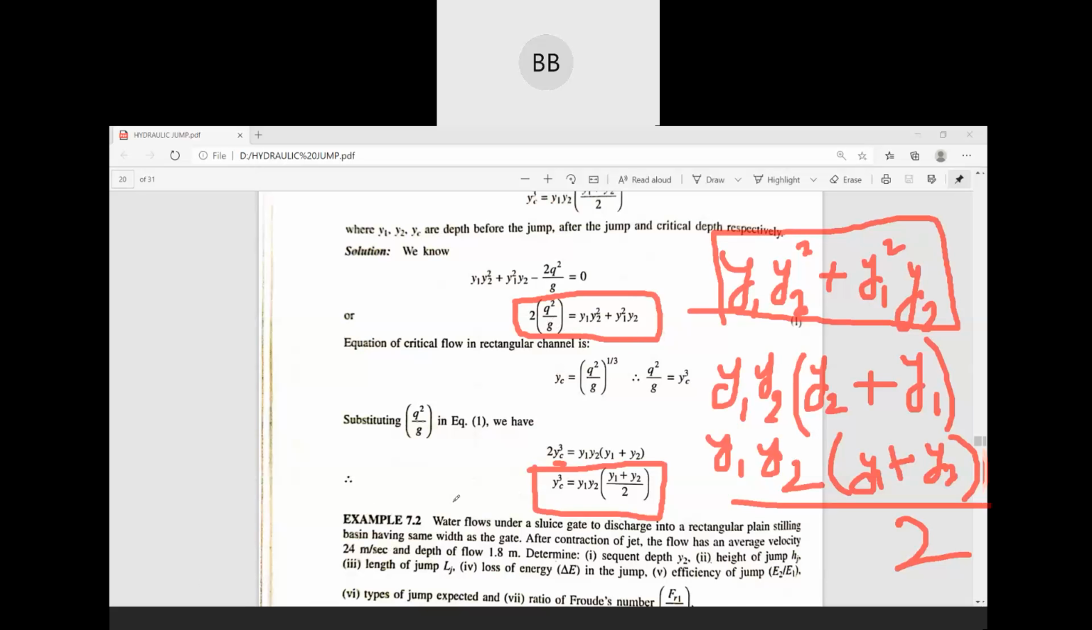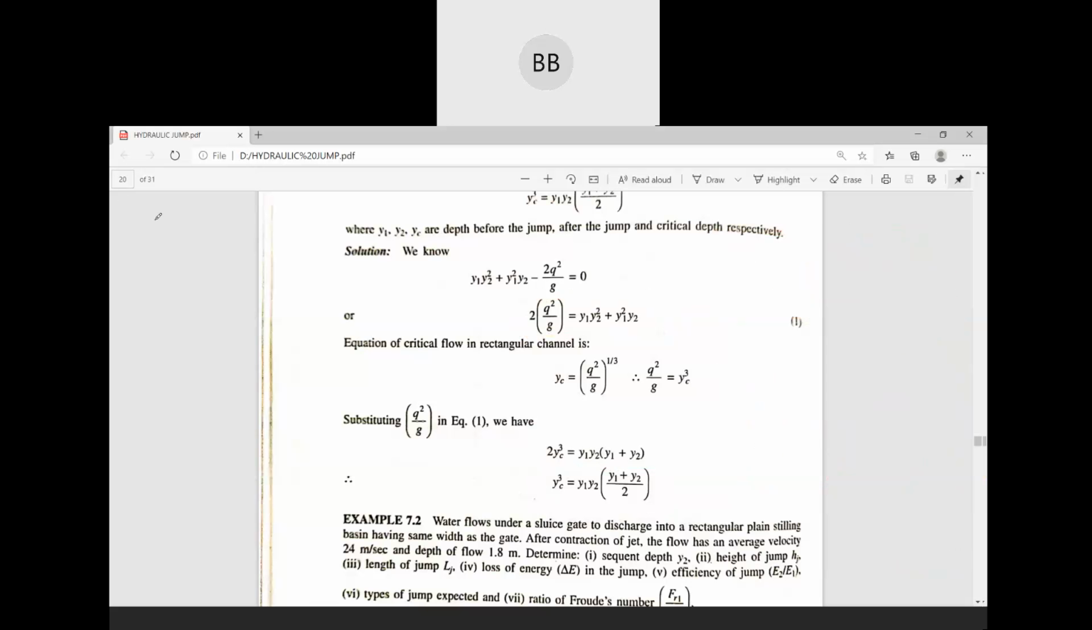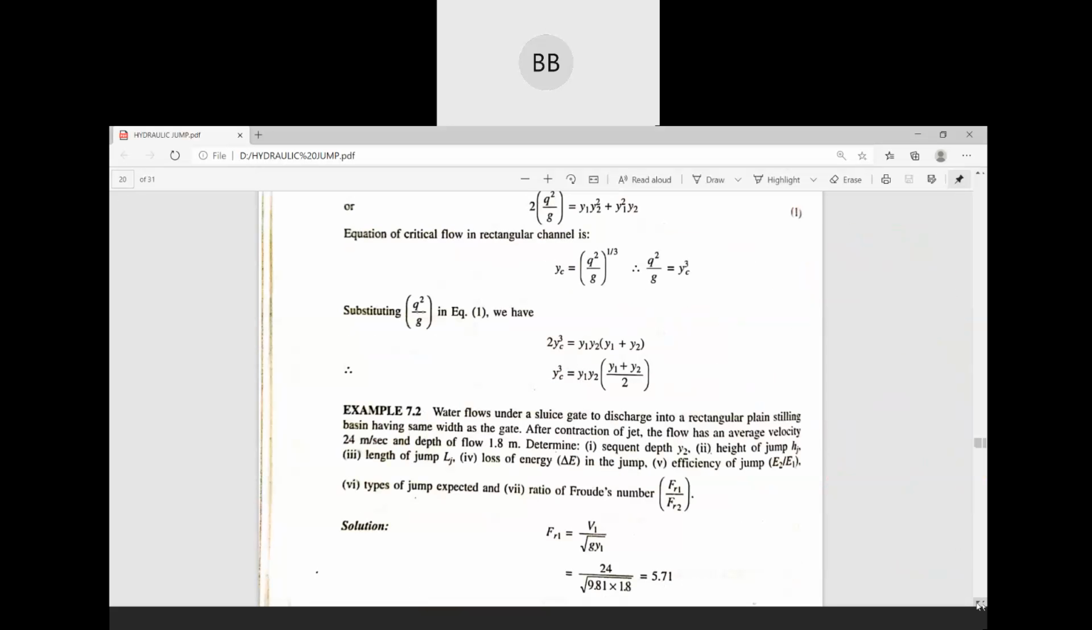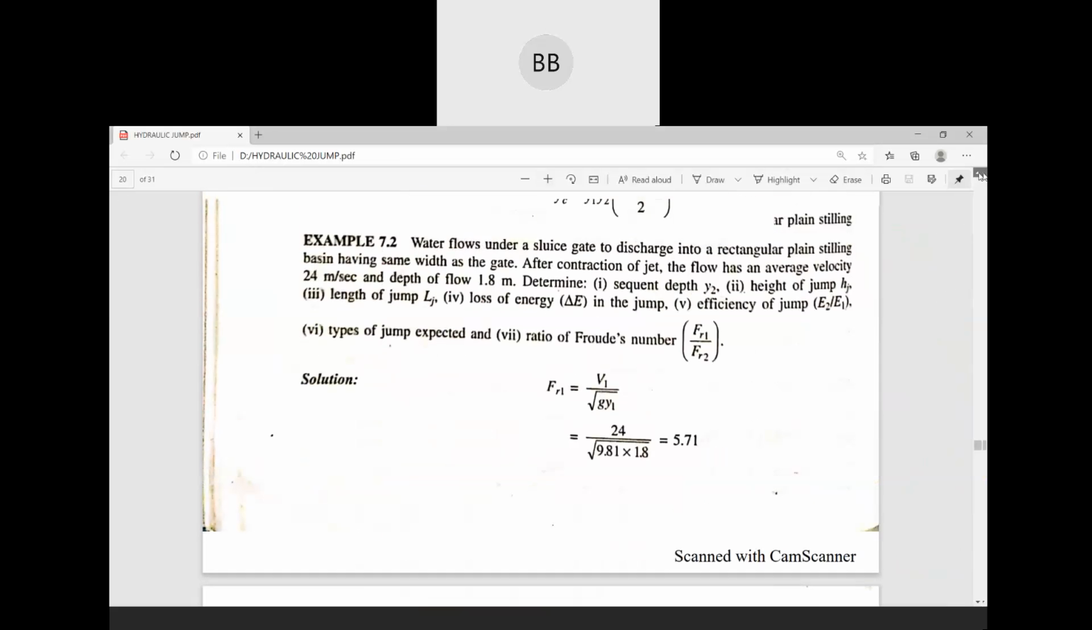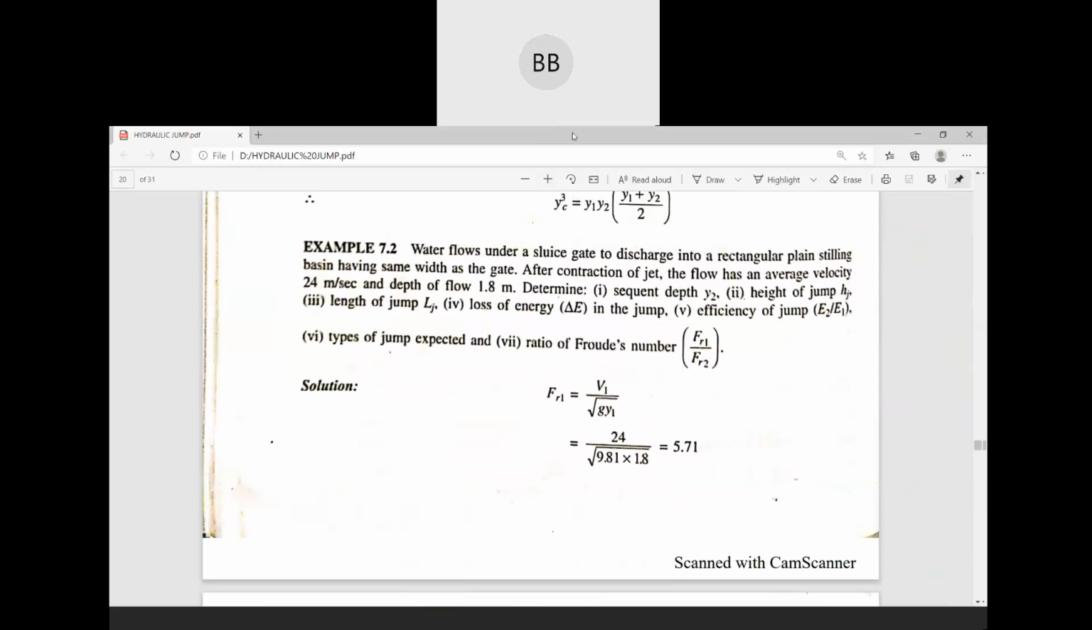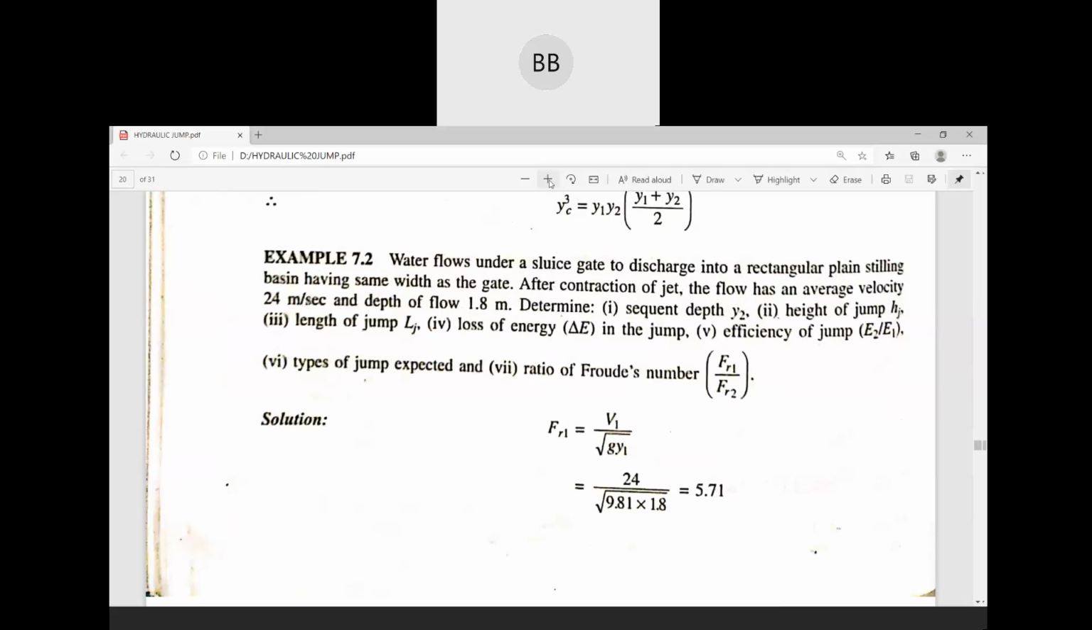Okay. Over. Okay. So you write the next numerical. Okay. 7.2. 7.2. Just write down the numerical.